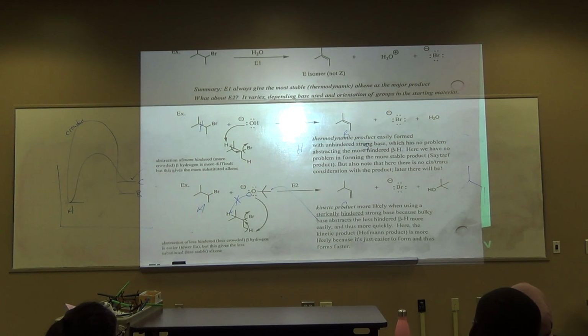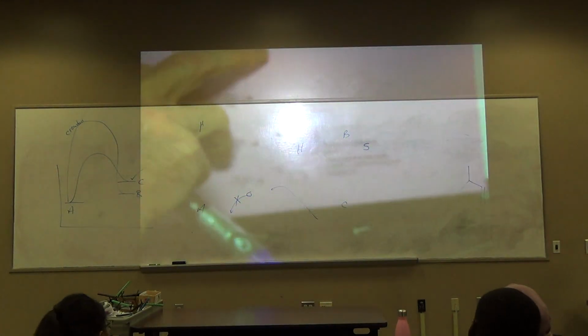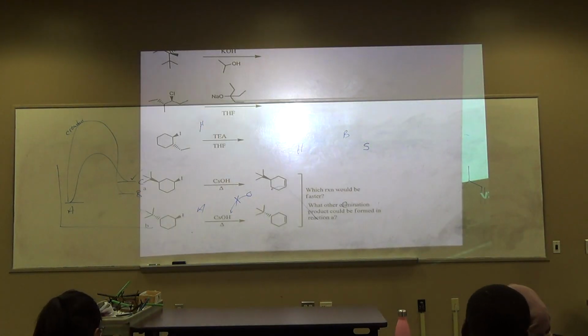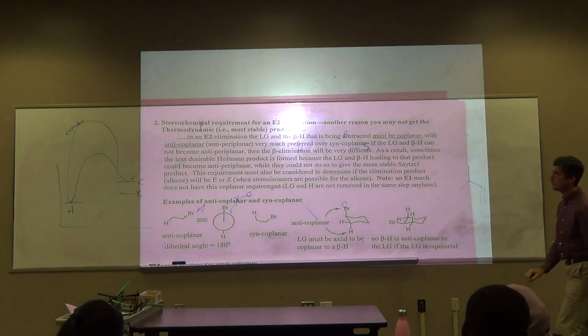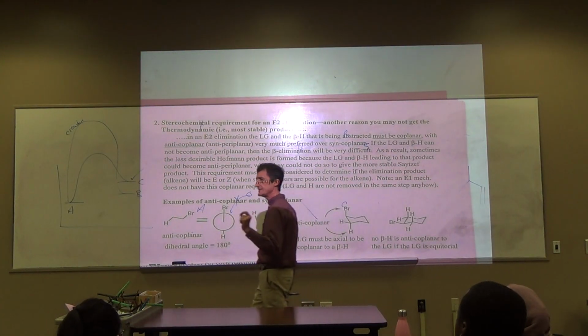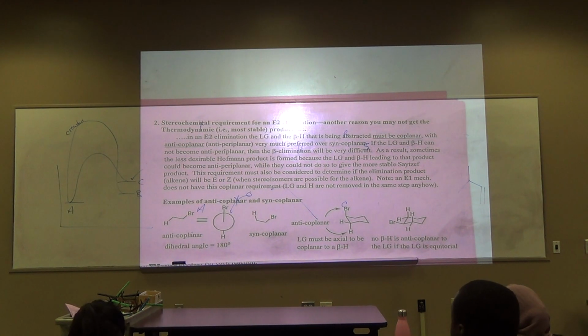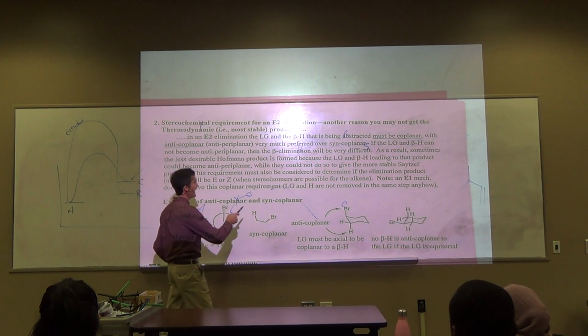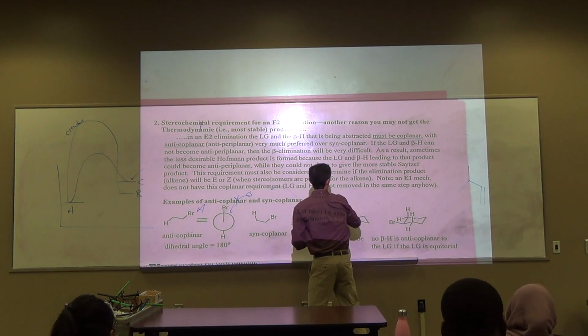So sterically hindered bases can actually give the Hofmann product. There's another reason you may get the Hofmann product, and that is the stereochemical requirement for an E2 elimination. In an E2 elimination, the leaving group and the beta hydrogen that has been extracted must be coplanar.